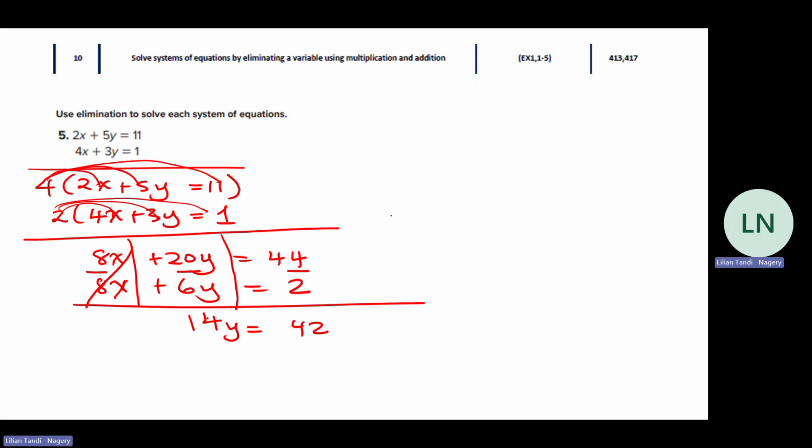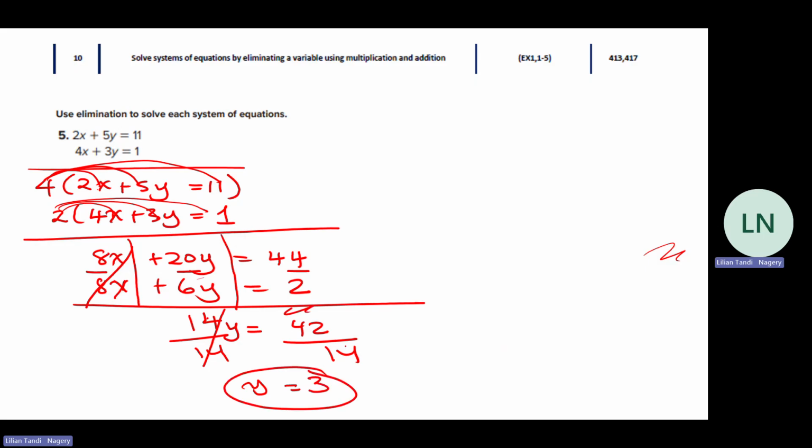Okay. I solved correctly. I'm just checking my work in my head. 4 times 2x is 8x. 4 times positive 5y is positive 20. 4 times 11 is 44. I agree. 2 times 4x is 8x. 2 times positive 3y is positive 6y. And 2 times 1 is 2. Okay. Divide both sides by 14. Y equals to 42 divide 14 is 3. Okay. So y is 3.